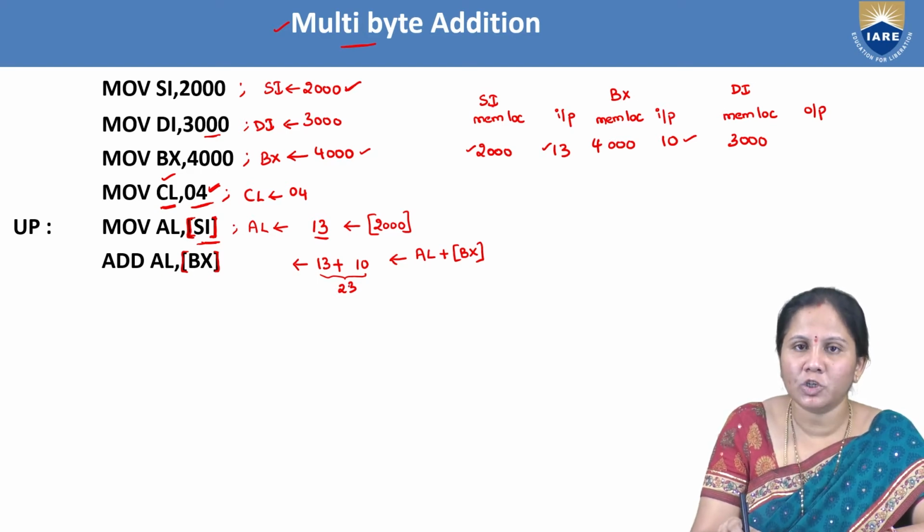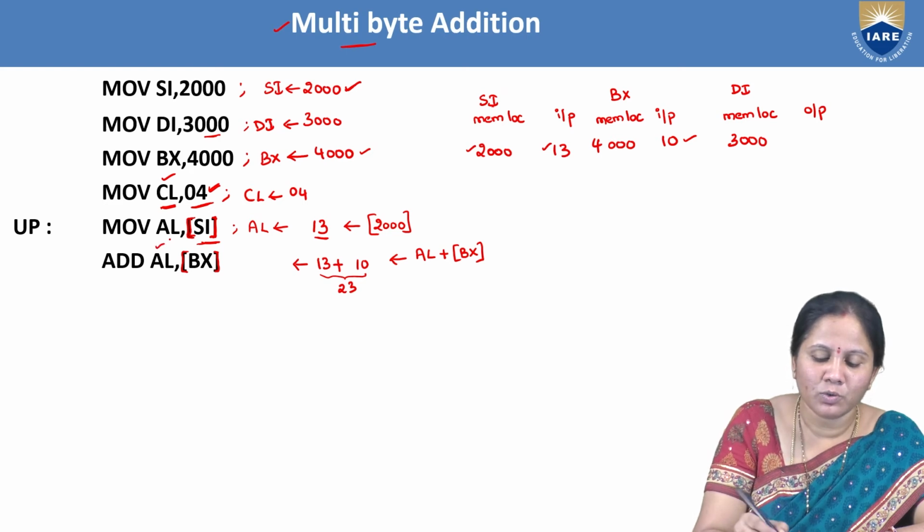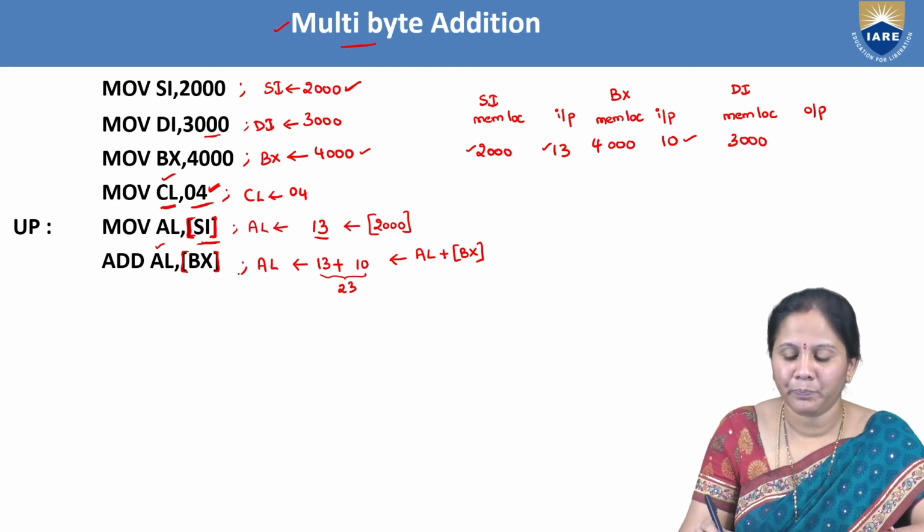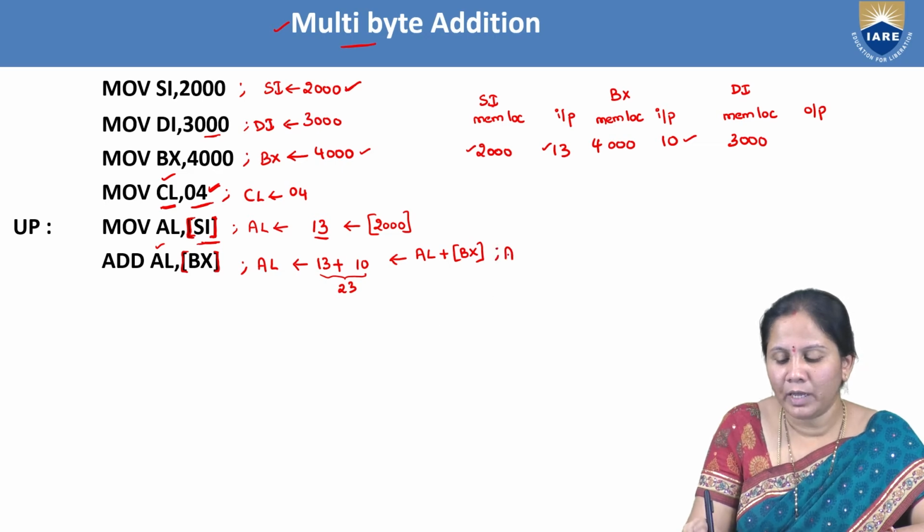ADD destination, source is the general format. After performing this addition operation, the result will be stored in the destination. Here in place of destination, there is the register AL, so it will be stored in the AL register. Now the value of AL is 23.